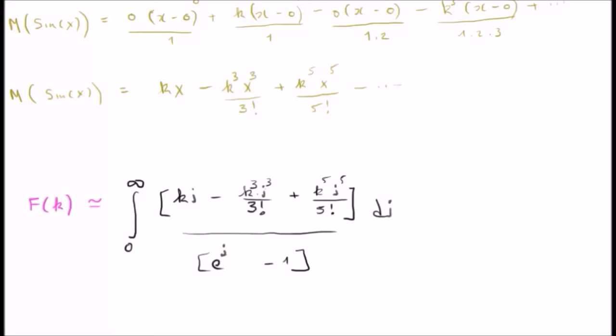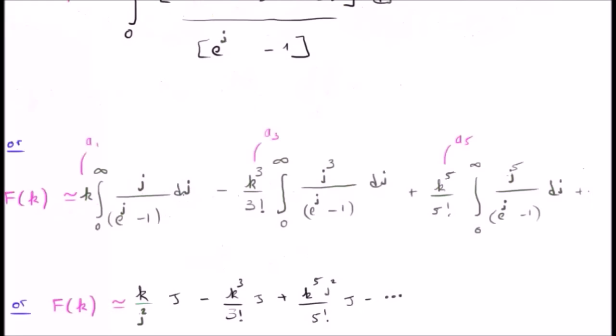So taking the first three terms of this, of course infinite, expansion, we say that capital F of k is approximately the integral from 0 to infinity of kj minus (kj) cubed divided by 3 factorial plus (kj) to the 5th divided by 5 factorial, all divided by e to the j minus 1, integrated dj. Of course, we can instead write this as the sum of three different integrals, and I've written those there in the center of your screen in green. And notice we have our coefficients: a sub 1, a sub 3, a sub 5. Of course, the even coefficients turn out to be 0.